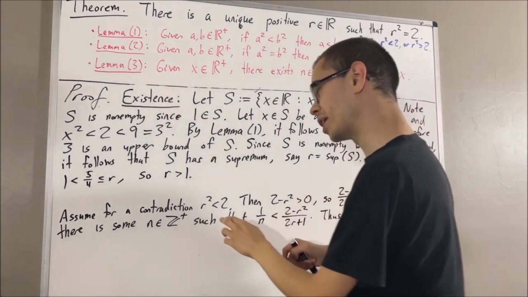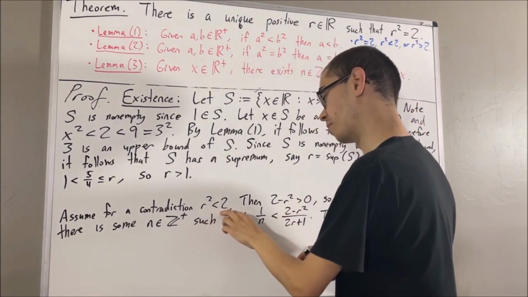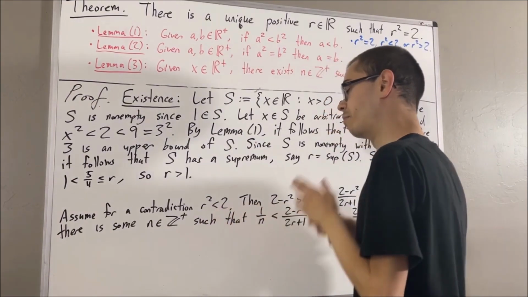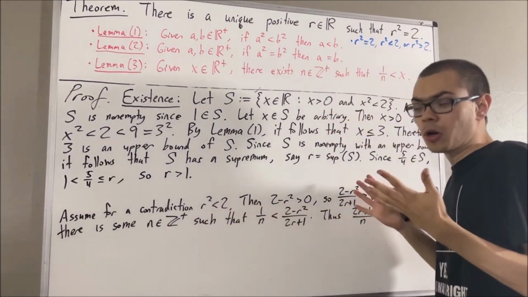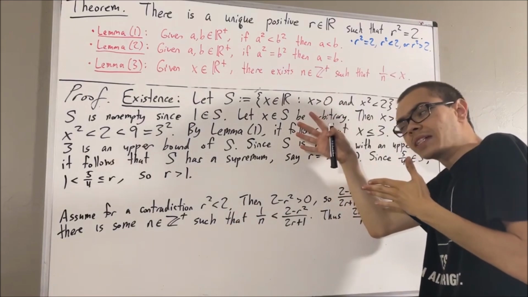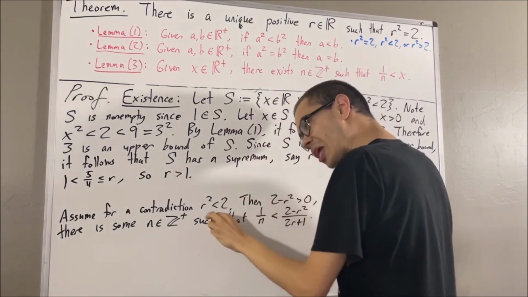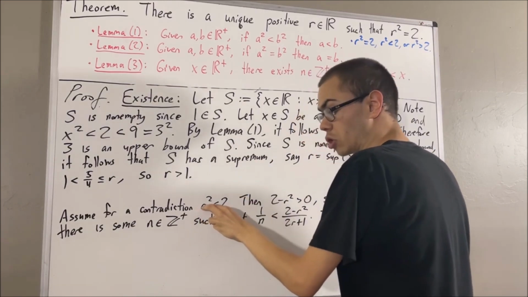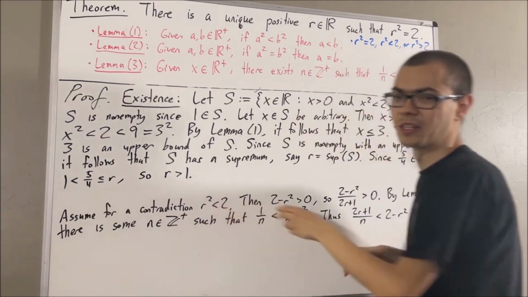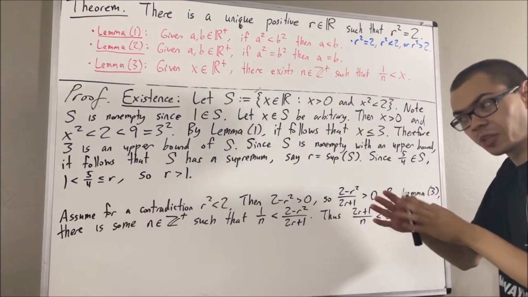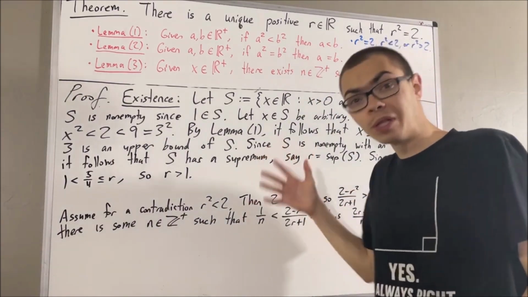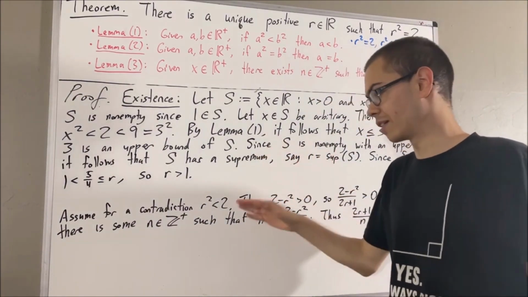Now, since we're working under the assumption that r squared is less than 2, based on the way that the real numbers work, we should intuitively expect there to be some real number slightly bigger than r, whose square is also less than 2. In particular, we're going to show that (r plus 1 over n) squared is less than 2.